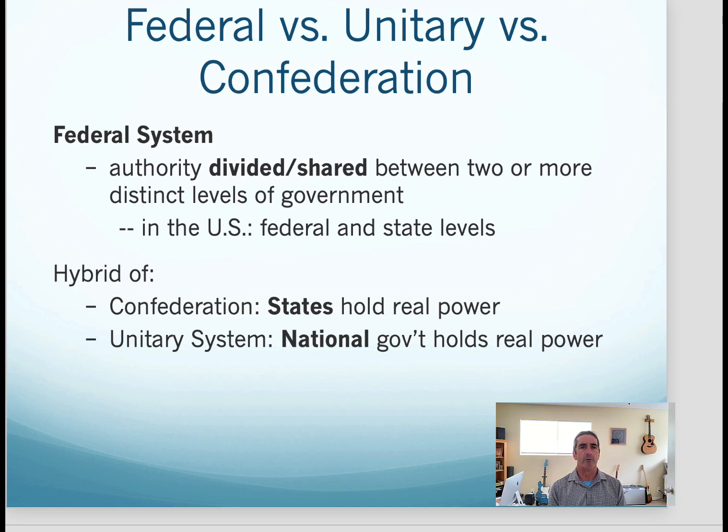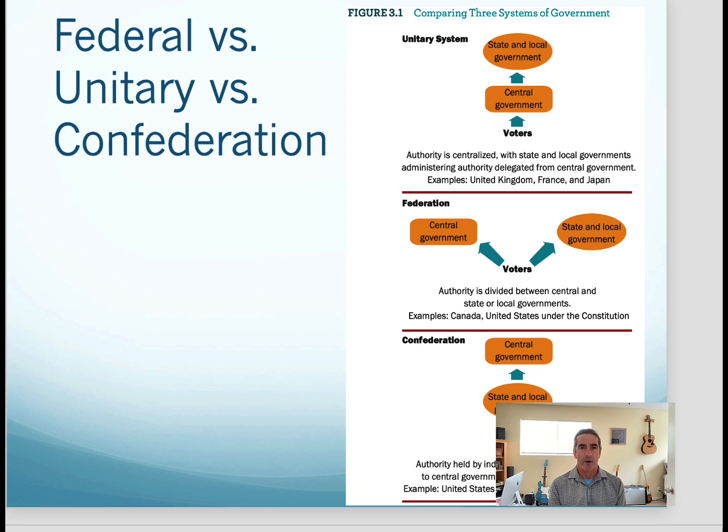So I want you to think of a federal versus a unitary system versus a confederation. A federal system, like we have, has governing authority divided or shared between two or more levels of government. So in the case that we're talking about now, we're talking about the federal versus the state governments. It's kind of a hybrid of a confederation in which the states hold the real power, and whatever power the federal government has is what is given to it by the states, versus a unitary system in which the national government holds the real power, and whatever power the states have is that which is given to it by the national government. The text has a more graphic depiction of this, and so here that is.